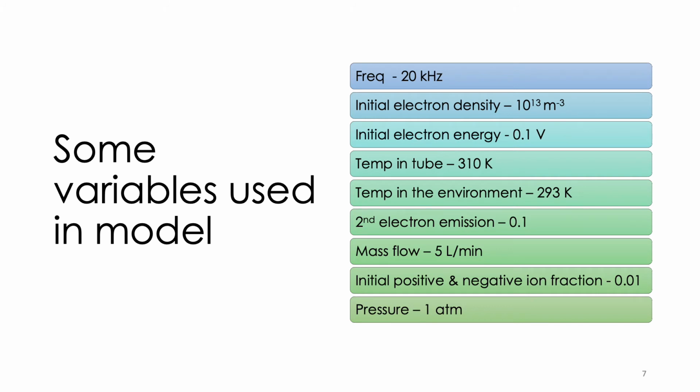Here are some variables used in our model. COMSOL needs an initial electron density and electron energy to start off the electron energy distribution function. We use a secondary electron emission coefficient of 0.1 and an excitation frequency of 20 kHz at atmospheric pressure and room temperature.